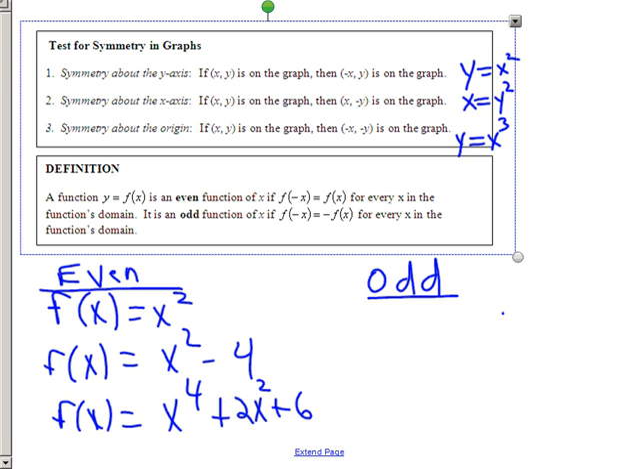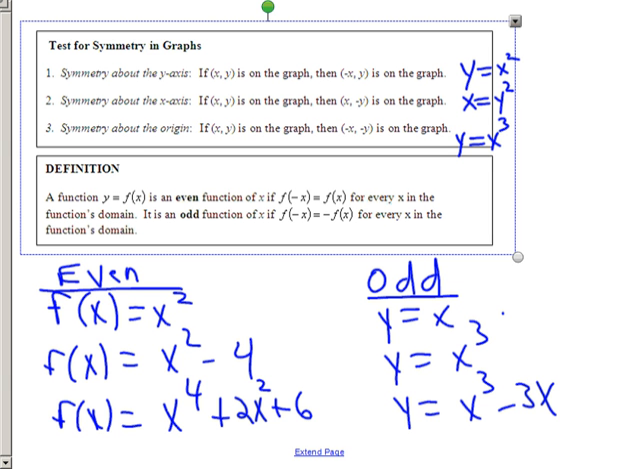Similarly, if every term is odd, so some examples, y equals x, y equals x cubed, y equals x cubed minus 3x are all examples of odd functions. If I were to put a constant on any of these odd ones here, they would no longer be odd. We would have to say that they are even. We would have to say that they are neither. So functions can be even, odd, or neither.